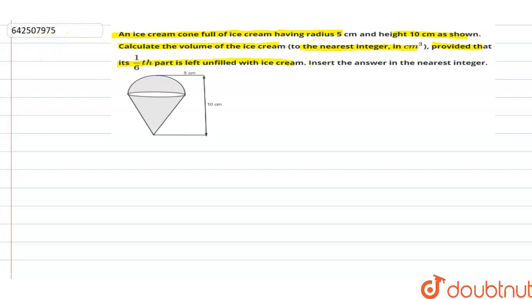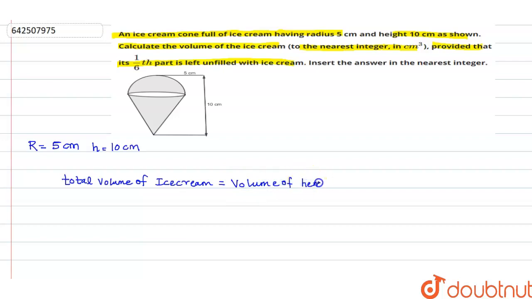Now, we are given in the question that the radius R is 5 cm and the height H is equal to 10 cm. Now, we can see in the figure that the upper part of the cone is a hemisphere and the lower part is a cone. So the total volume of ice cream is equal to the volume of hemisphere plus volume of cone.